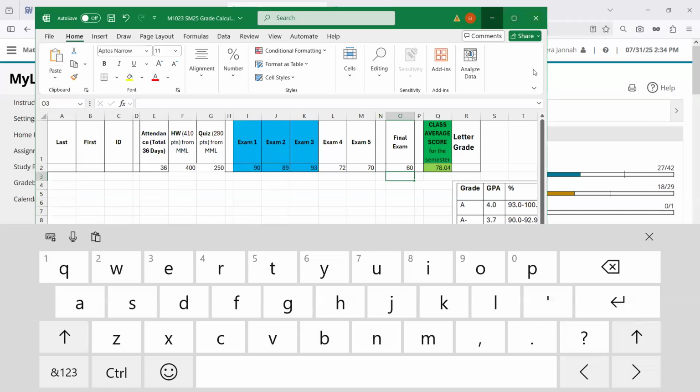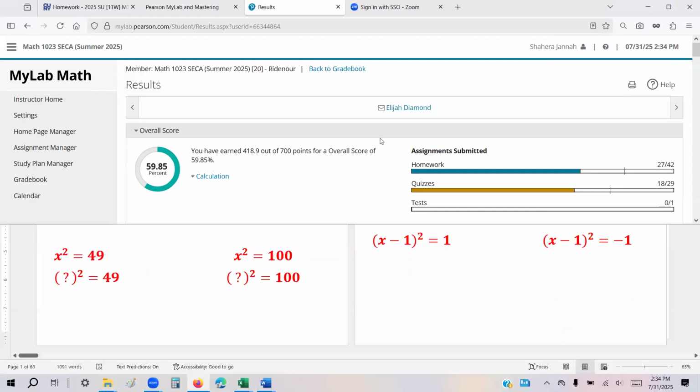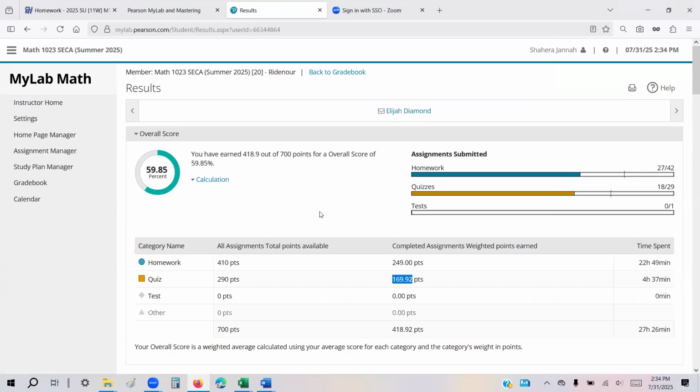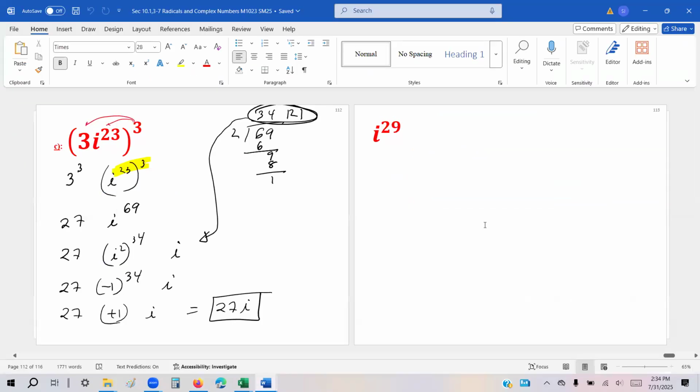Okay, so if you want to know your grades, talk to me after class and I'll tell you how much you need to improve. Use my math lab if you want to pass. Now let's start the lecture.